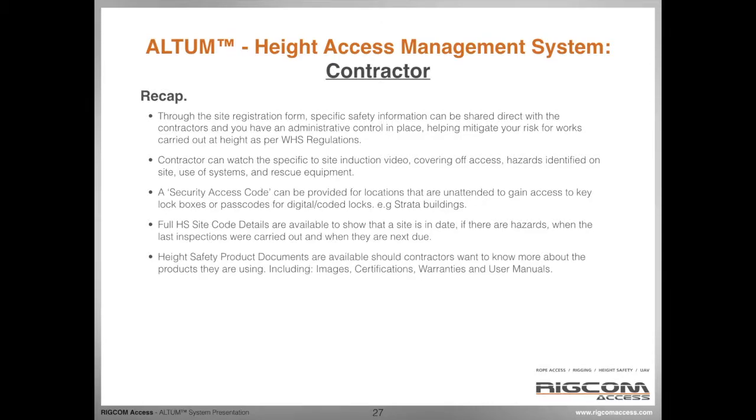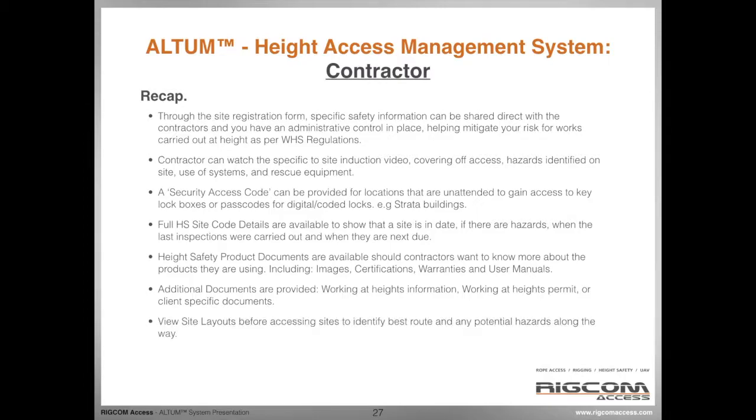Height safety product documents are available should contractors want to know more about the products they are using, including images, certificates, warranties and user manuals. Additional documents are provided: working at heights information, working at heights permit, or client-specific documents can be added into the system.